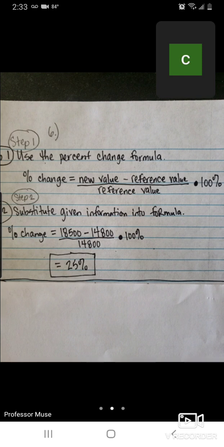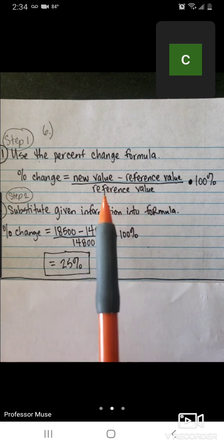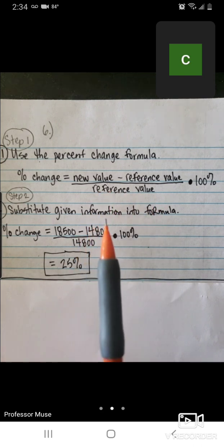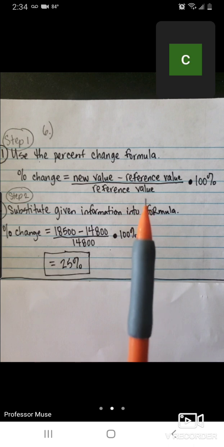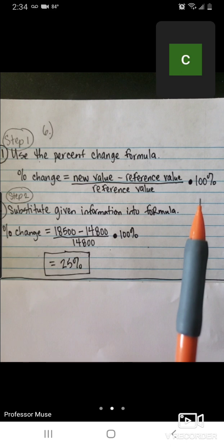So in 1994, the boat was $14,800, but in 2013, it increased to $18,500. So in this problem, we're actually trying to find the percentage change, in this case, the increase. Whenever you're looking for a percentage change, this is the formula. In step number 1, you're going to take the new value minus the reference value, divided by the reference value, but you always want to multiply by 100 because your answer should be a percent.